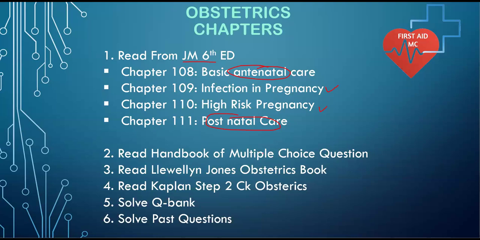Then you should also go through the gynae and obstetrics questions from the handbook. There is a book called Lillian Jones, which you can go through if you want, but it is actually not needed. You can also read Kaplan's Step 2 CK Obstetrics for a better idea. Solve the Q bank, solve the past questions, definitely. Obstetrics and gynae is easier in a sense that most of the questions are similar types of questions, and the topics are quite similar. So if you know the important topics, then most of you will get more or less similar topics in the exam.